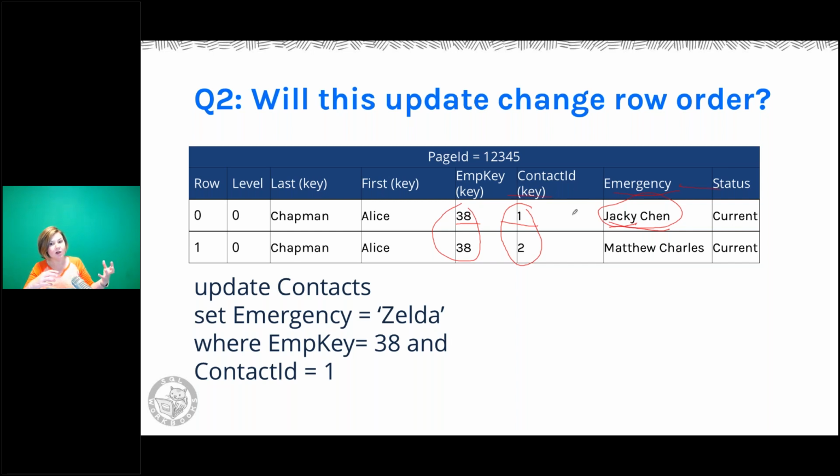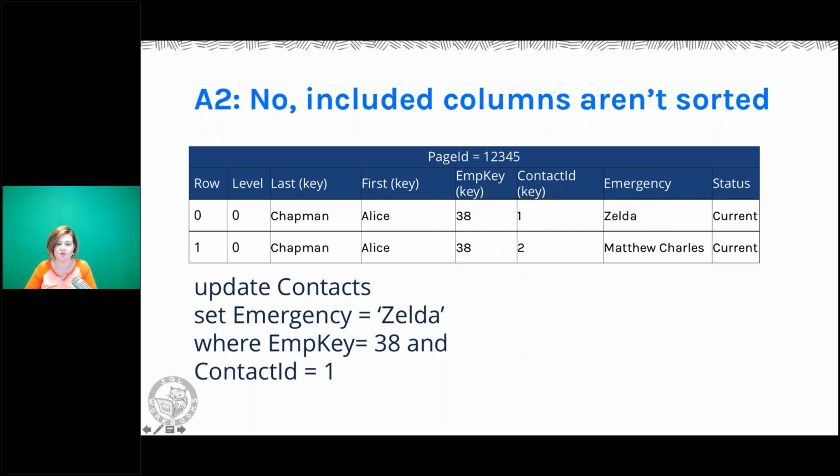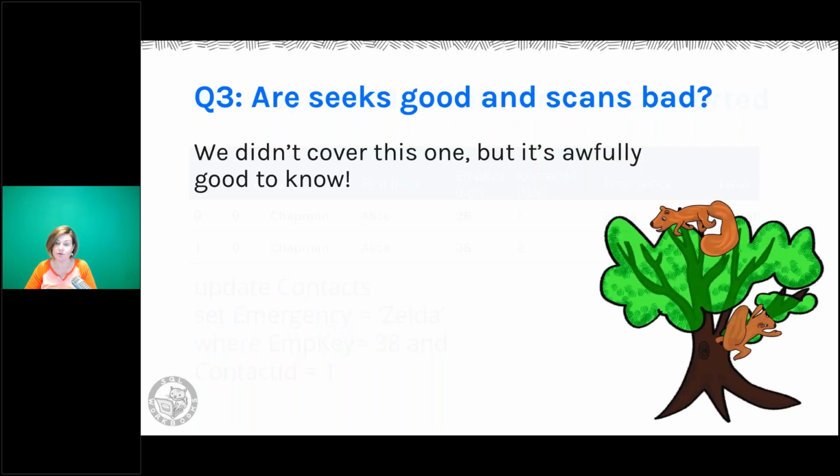If the page is full and we were to make the value longer, we could cause some pages to change if there wasn't room for it. But in fact, in this case, we're making it shorter. So making it shorter shouldn't have that issue. So that is the row for Zelda. So included columns aren't sorted, which can be useful. So final question. And for this one, let me scroll down to the end of the question.